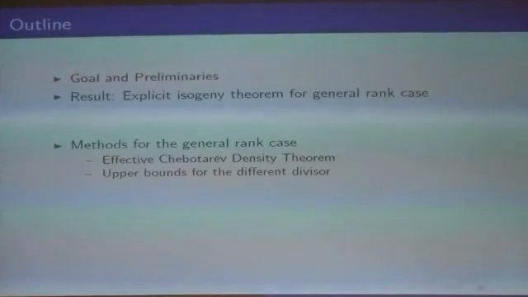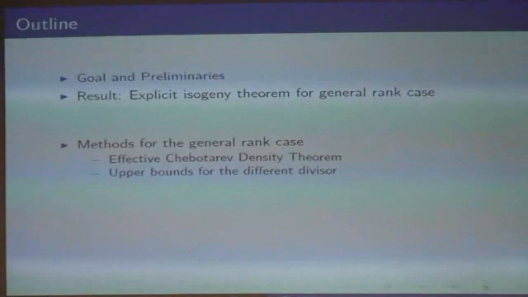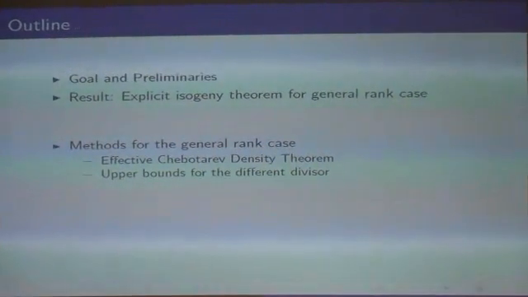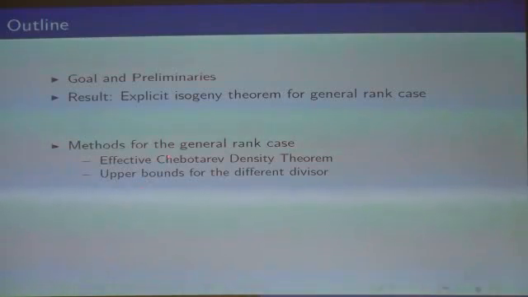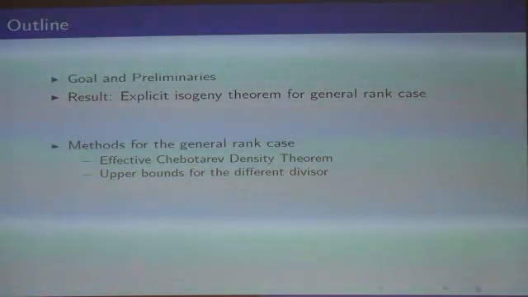Okay, so let me begin with the goal and some preliminaries for some terminologies. And then I want to tell you about the explicit isogeny theorem for the general rank case. For the basic method for this general rank case, we use these two important methods: the effective Chebotarev density theorem, and we also have to deal with a different divisor of the upper bounds.